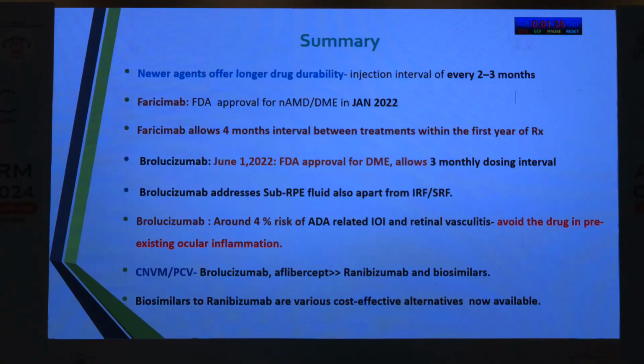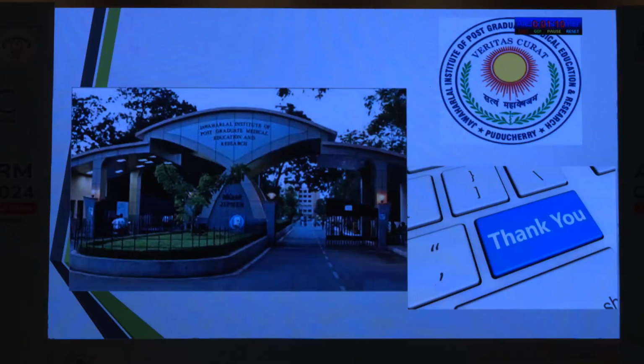To summarize, the newer agents offer long drug durability. Injection intervals can be phased out to every 3 to 4 months. With brolucizumab, we should be careful in patients with active uveitis. In young patients with CNVM, we should look for any evidence of uveitis and try to avoid brolucizumab. And the sub-RPE fluid is currently being addressed by brolucizumab very well. Thank you.